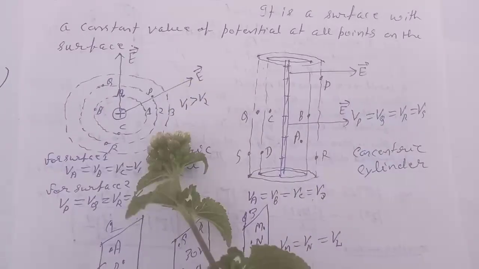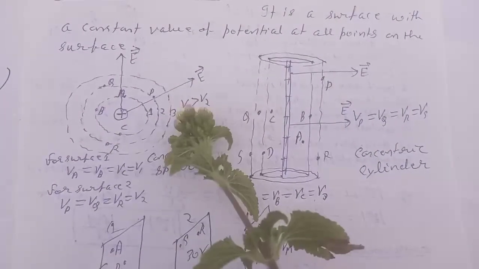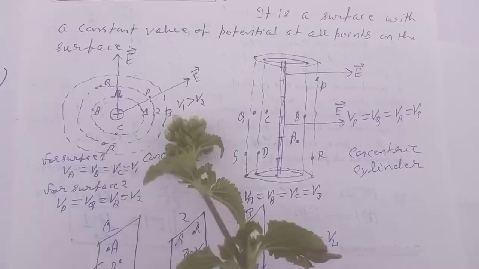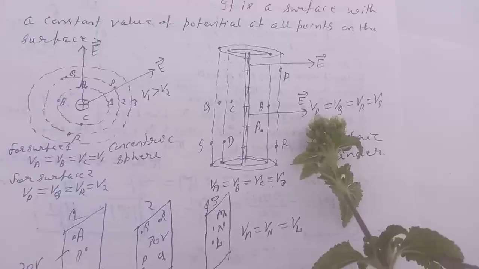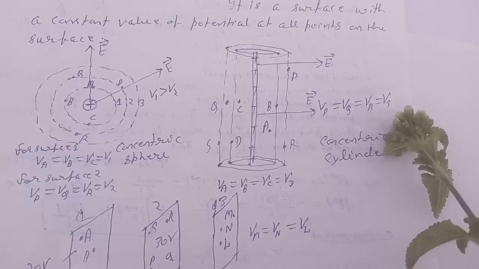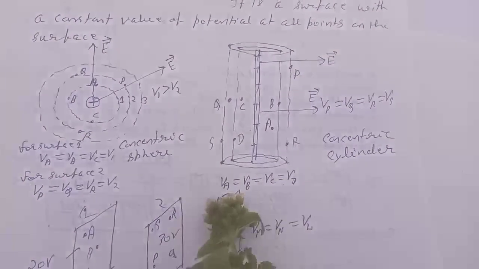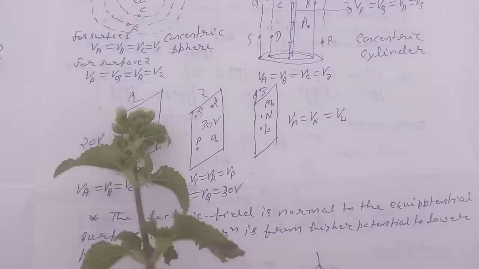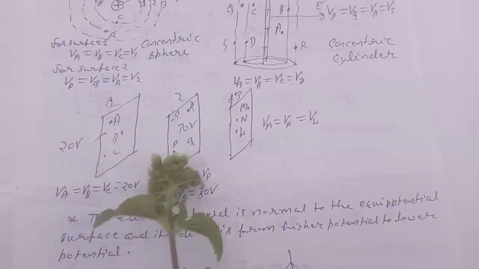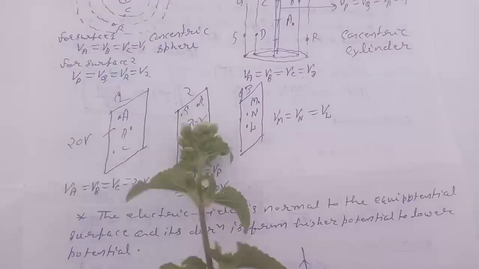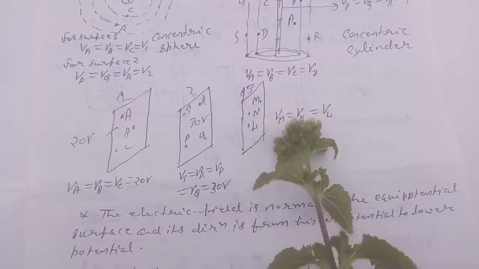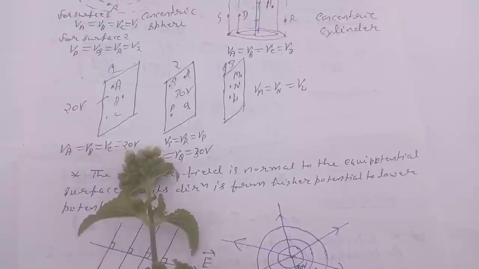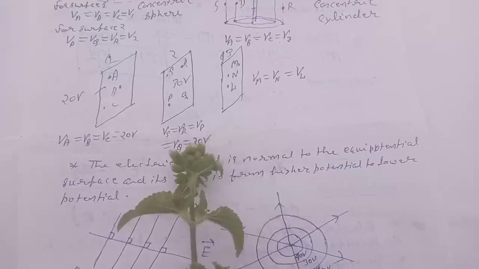Here V1 is greater than V2, that is, the potential on surface 1 is greater than the potential on surface 2. In this case VP equals VQ equals VR equals V3, and again VA equals VB equals VC equals V3. Here it is shown: this surface is of 20 volts, so all points A, B, C will have the same potential. In this case S, R, P, Q all have the same potential, and in this case M, N, L have the same potential, 20 volts, and for S, R, P, Q it is 30 volts.